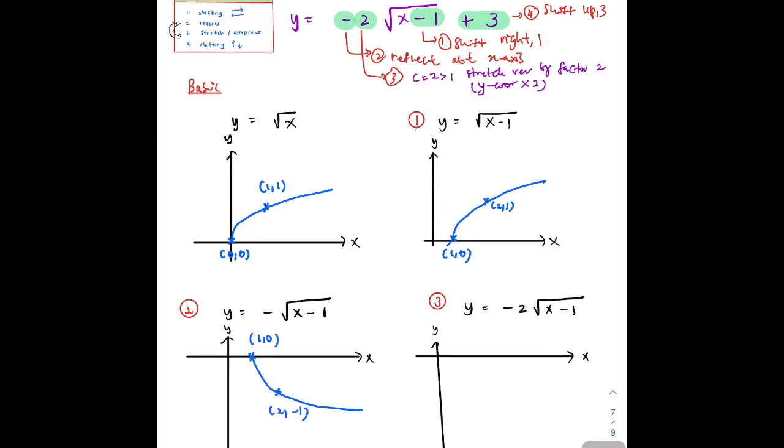Next, let's do the third transformation, which is stretch vertically by factor 2. So the shape will then change. When you stretch it, it is almost the same shape, but your y coordinate will change. So y coordinate, you need to multiply by 2. So for 1, 0, so 0 multiply 2, this is still 1, 0. And then from this y coordinate, just multiply it by 2. So this is 2, minus 2.